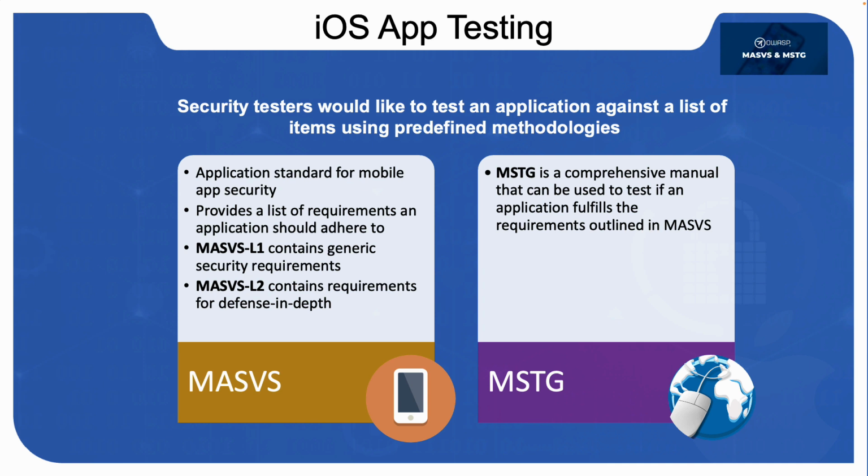MSTG, or Mobile Security Testing Guideline, is a comprehensive manual that can be used to test if an application fulfills the requirements outlined in MASVS. Likewise, developers can use the manual to get an idea of how the application can be hacked.